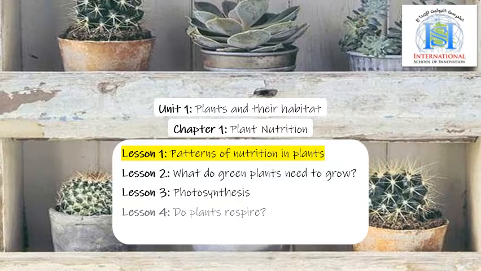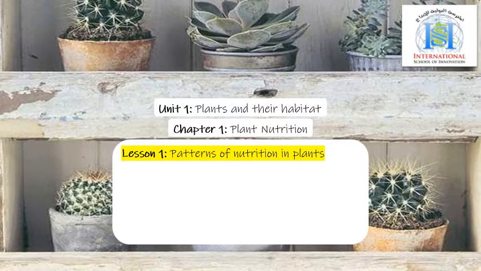So, the first lecture note was about patterns of nutrition in plants. And like I said before, us as humans, as people, we have different ways to get the food that we need to live and grow. Sometimes we ask our moms to cook for us, or we can prepare something for ourselves. We can go to supermarkets to buy something to eat or to a restaurant to eat and consume food.